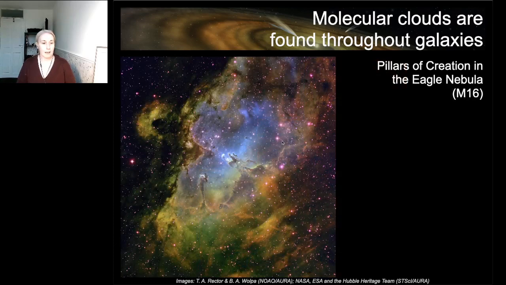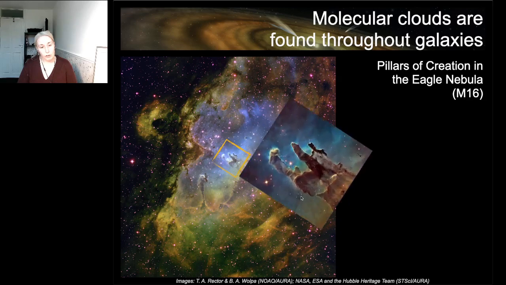And a very nice example of another region which has really been shaped by the presence of massive stars and previous generations of stars is the Eagle Nebula here, and the Pillars of Creation, which we can zoom in on. What we're looking at is an optical wavelength image of the Eagle Nebula, called M16, and we can zoom into this region here, which is called the Pillars of Creation.